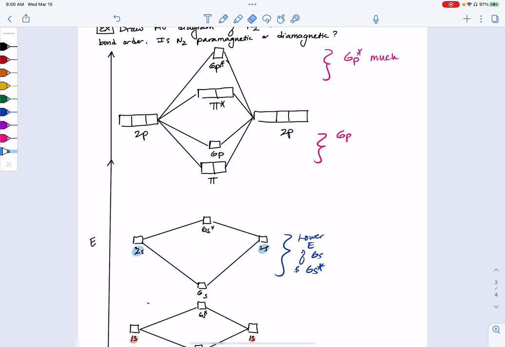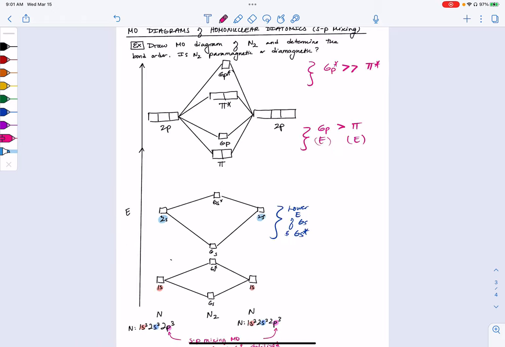Okay, let's see here. Let's be consistent here. So sigma p is at a higher energy than our pi. So the energy of sigma p is higher than the energy of our pi. And then the energy of our sigma p star has been super destabilized, so it is at an even higher energy state than our pi star MOs.